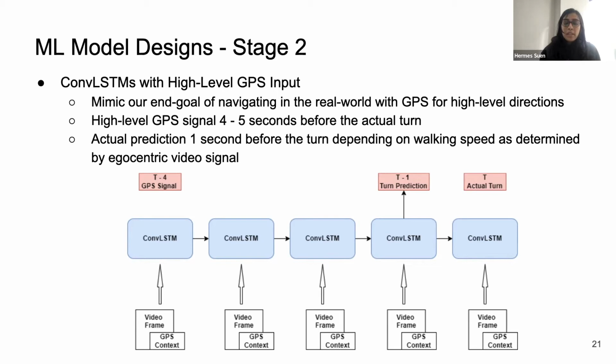So we aim to incorporate such GPS signals into our model predictions. In order to simulate this scenario, we introduce high-level GPS signals 4 to 5 seconds before the actual turn. And we again use the ConvLSTM models to encode this context and also take the video predictions. The actual predictions will be output 1 second before the turn, depending on the walking speed of the person and the egocentric video signals.